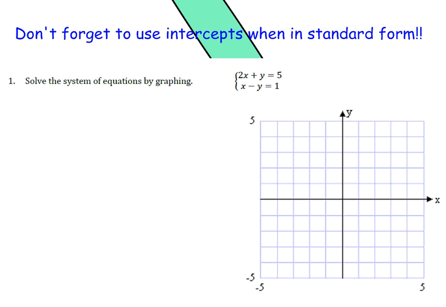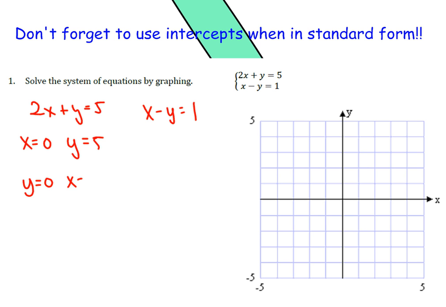So let's take a look here at graphing. I've got 2x plus y equals 5 and x minus y equals 1. So 2x plus y equals 5. If I use intercepts, it's easy. Let's say x equals 0, then y equals 5. If y equals 0, x equals 5 over 2, or 2.5. So for this red line, I'm going to be at y equals 5 and x equals 2.5. There's my line.